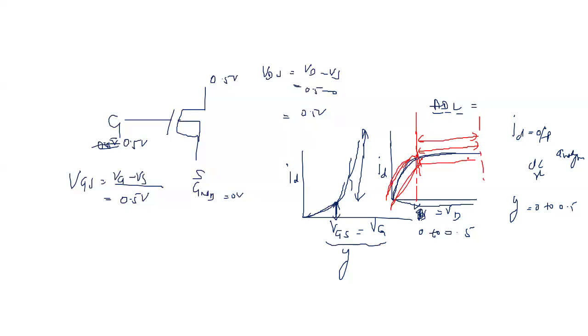So the output characteristic tells me after which drain voltage my current will get constant, and input characteristics tell me after how much gate voltage my current will shoot like an exponential thing. That is why I study input and output characteristics.